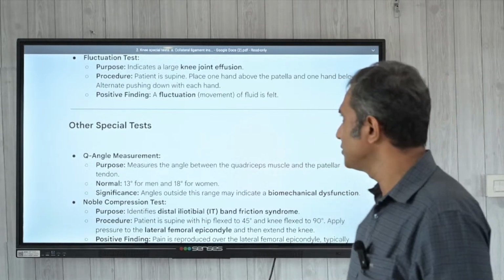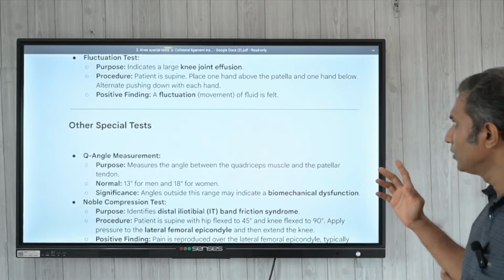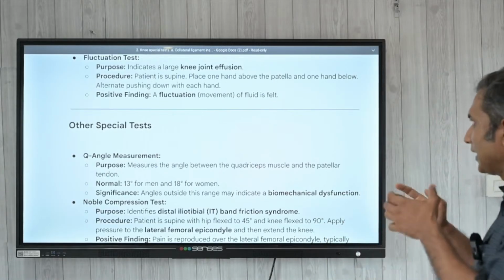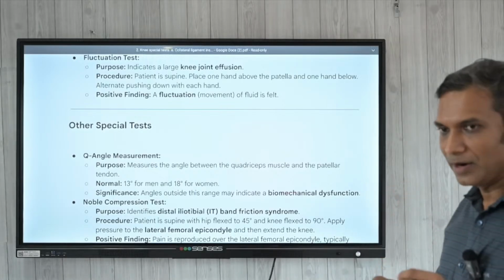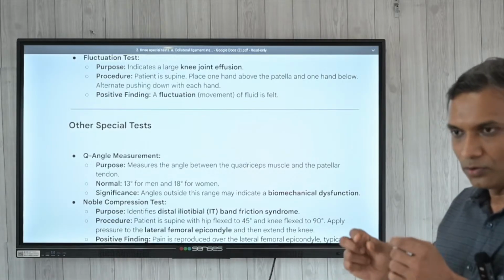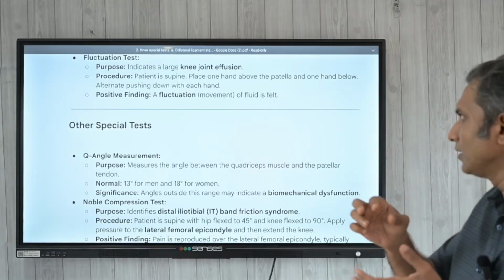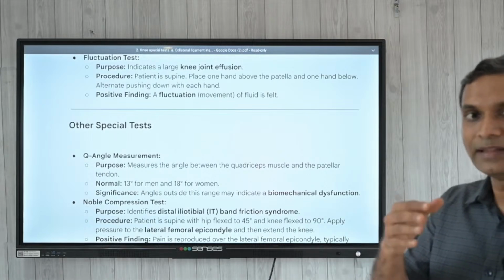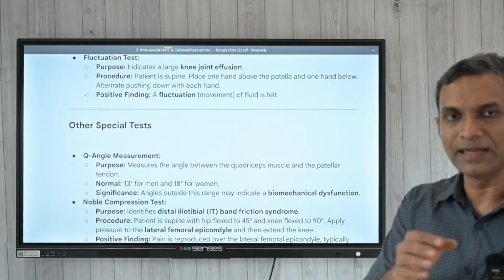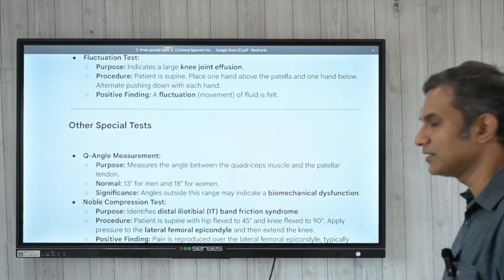Fluctuation test. This test checks for knee joint effusion. The patient is in supine, and the therapist places one hand above the patella and one hand below it, and pushes the patella up and down with each hand. Normally there is a bony feel when we are moving the patella. If there is excessive effusion, we can feel the ripples of the fluid whenever we move the patella up, down and sideways. If such a ripple is felt, the fluctuation test is positive.